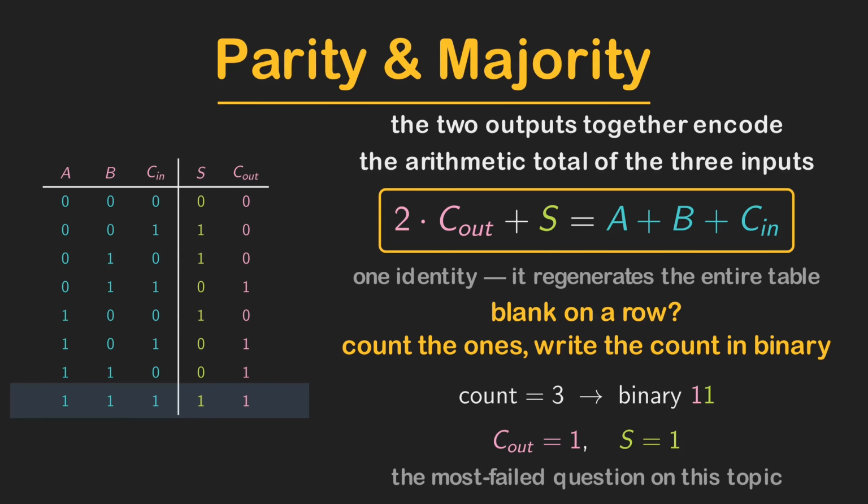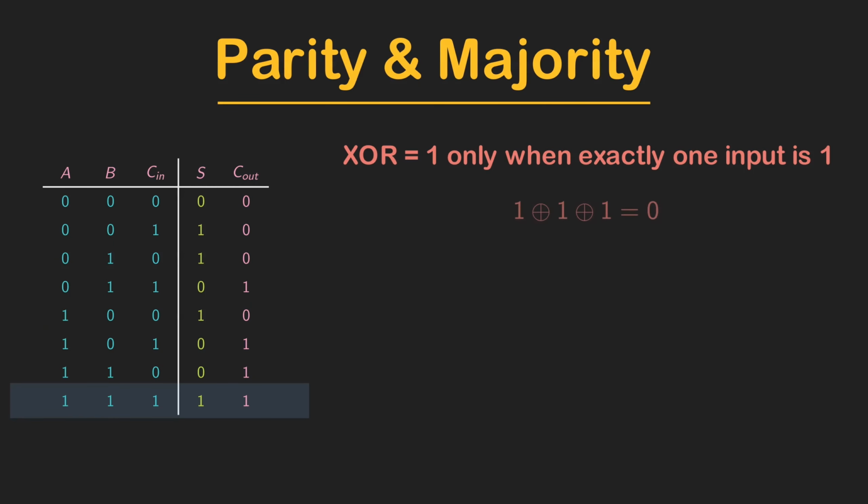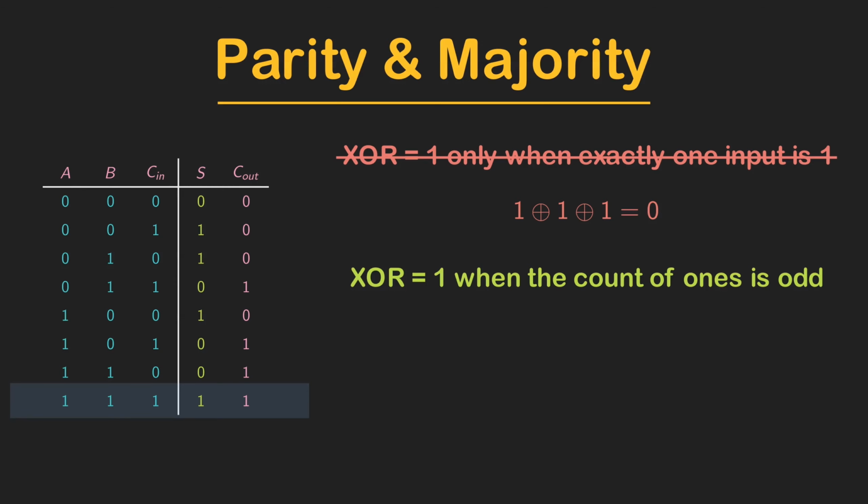In that case, 1 1 1 is the most failed question on this topic. This is where many students get confused. The misconception: believing that a 3-input XOR outputs 1 only when exactly one input is 1. Wrong. XOR detects odd counts. 1 XOR 1 XOR 1 is 1, not 0.